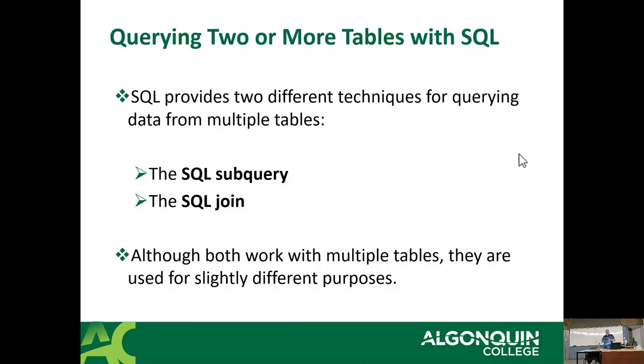So what we're talking about today is pulling data from more than one table. So far, everything you have done has been single table queries. Select star from airports. Select star from airports where country ID is 108 and active is true. Very simple queries. But sometimes you need to pull data from more than one source. There's two ways of doing it: the subquery and the join. They both work with multiple tables, but they serve two different purposes.